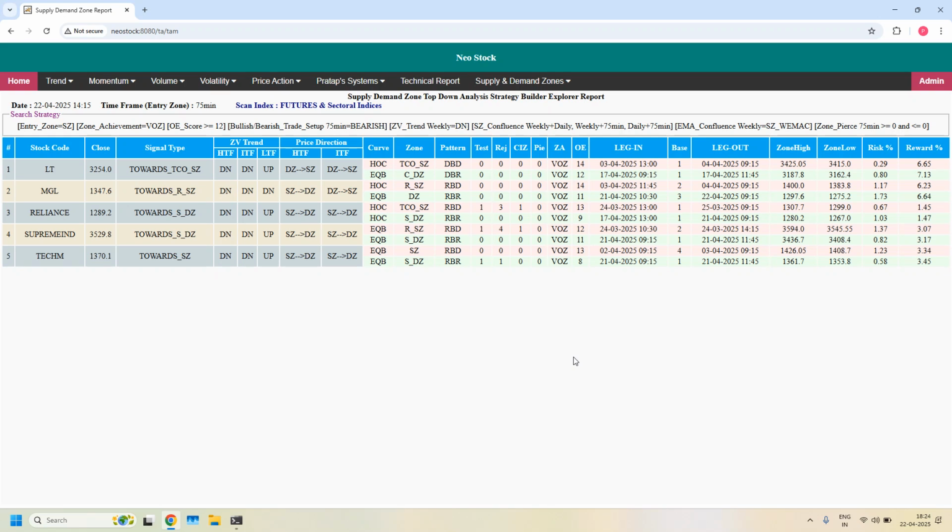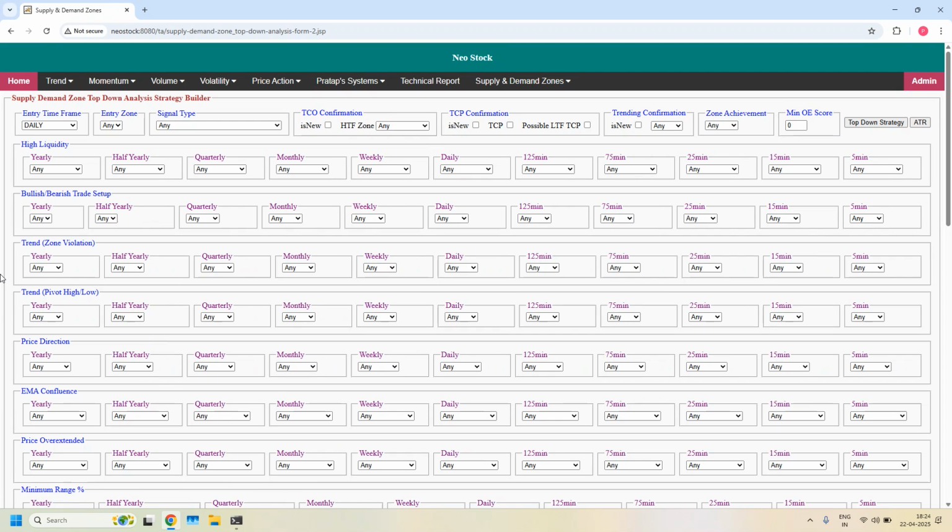Next, let us look into daily income trade reports. Daily income trade bullish trade setup. Entry time frame 15 minutes. Entry is on demand zone. Bullish or bearish at 15 minutes time frame, I am selecting bullish. Zone achievement VOZ.